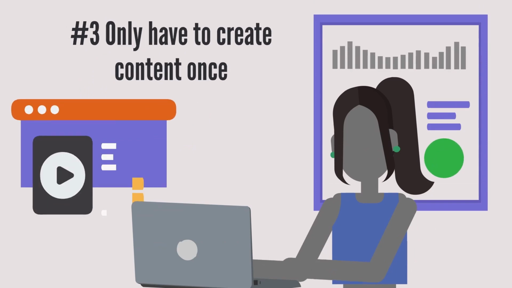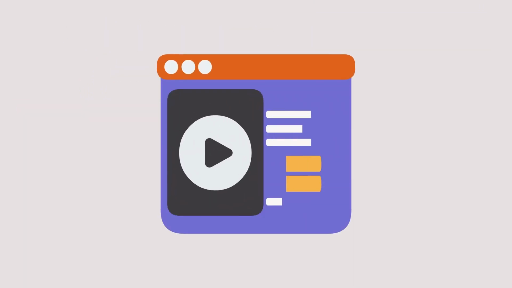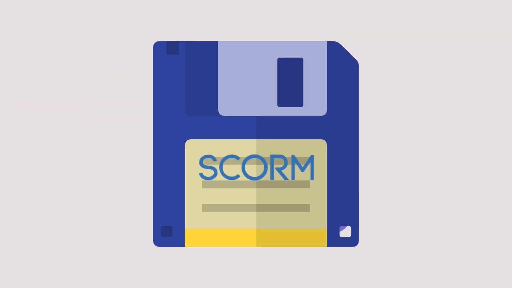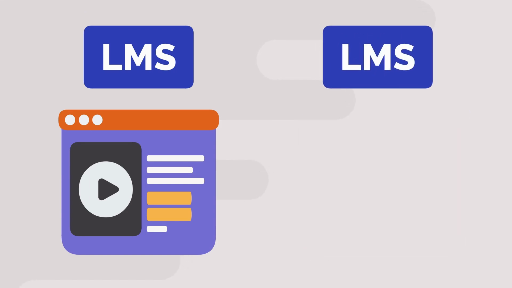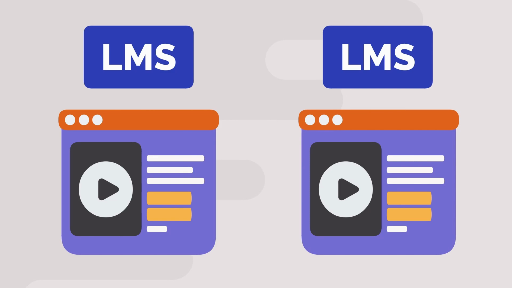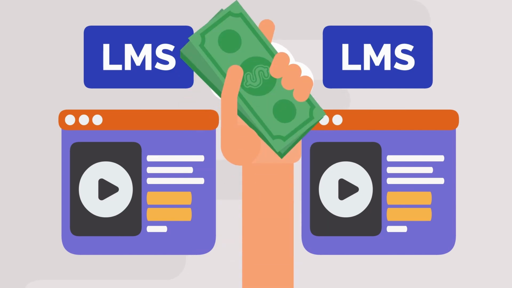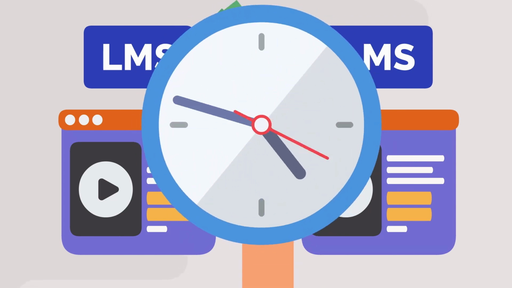Number three, you only have to create content once. You create the content in the SCORM file, and then instead of recreating it in a new LMS, you just take that content, send it to that other LMS, and upload it. It saves you money and time, and you're good to go.